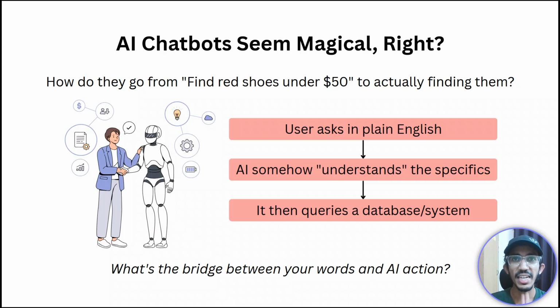AI chatbots, especially the ones that interact with data, can seem pretty magical, right? You ask something like, "Find red shoes under $50," and somehow it often gets you what you want. The user asks in plain English. The AI somehow understands the specifics, the color, the item, the price constraint, and then it queries a database or some other system. So, what is that crucial bridge between your words and the AI taking a specific action?